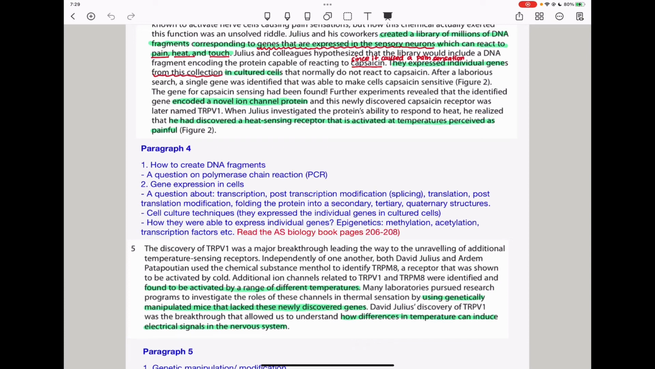So I thought they could ask a question about the transcription, post-transcription modification, including splicing, translation, post-translation modification, folding of proteins into our secondary structure, tertiary structure, quaternary structures, and so on. They could also include cell culturing techniques because we have this. So how were they able to express the individual genes? We have to talk about epigenetics.